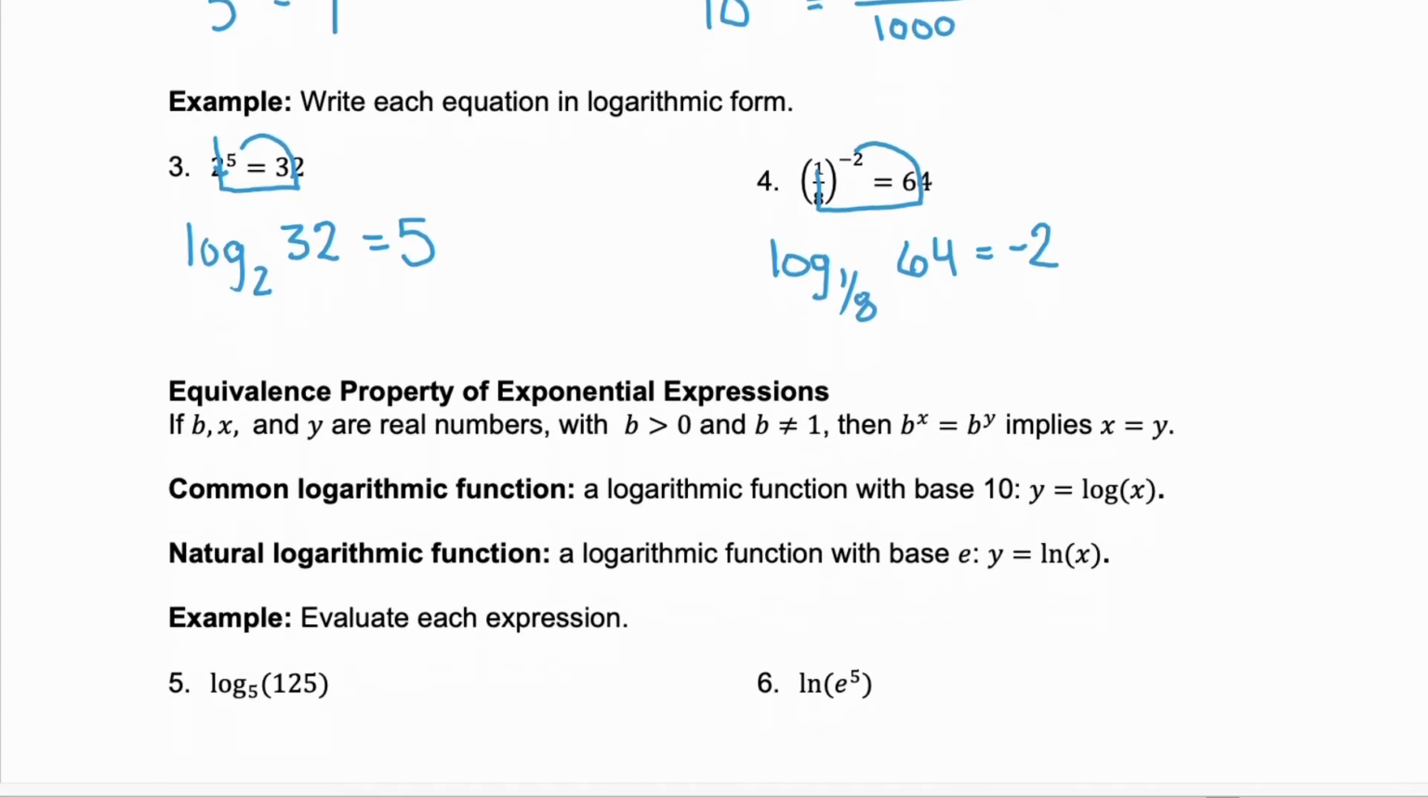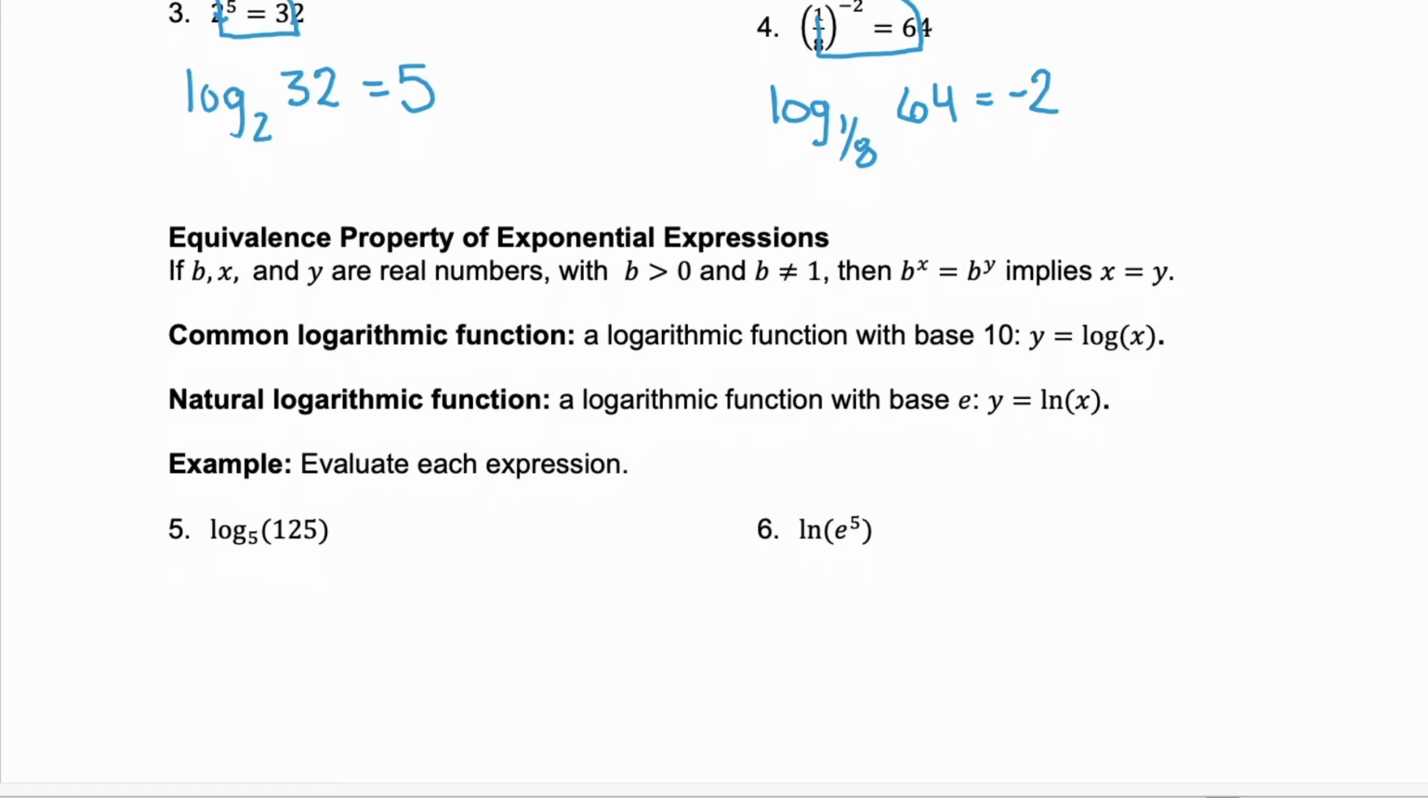Now we can use the equivalence property of exponential expressions. So if b, x, and y are real numbers, and b is greater than 0 and also not equal to 1, then if you have b to the power of x and it's equal to that same base b to the power of y, then those exponents are also equal. So you can say that x equals y.